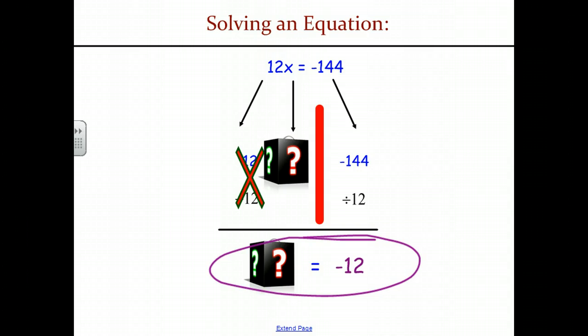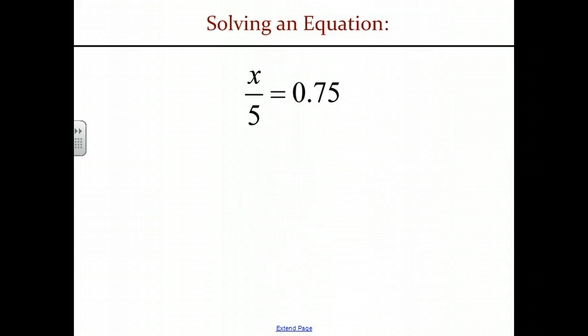So go ahead now and pause the video and see what you can do with this equation now that has division. Remember that multiplication and division are inverse operations, so they undo each other. How do we figure out what x is when we know that x divided by 5 is equal to 0.75, equal to 75 hundredths? Well, we have x over 5 is 0.75.